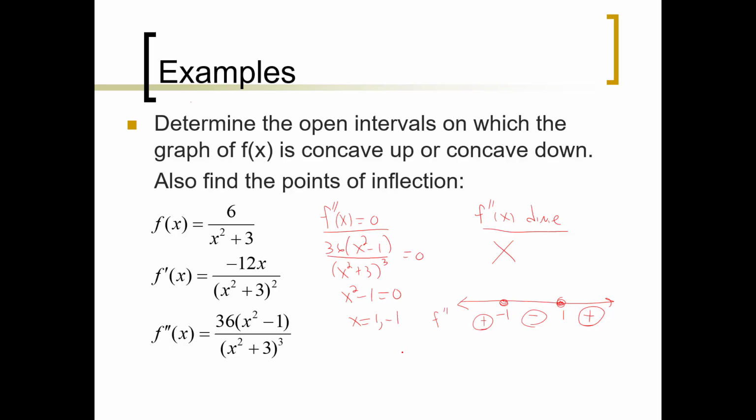So I could say the graph of f is concave up, and that's on two intervals. It's from -infinity to -1, union from 1 to infinity. And I'll include the endpoints because of continuity. That's it. That's how you would do that problem.